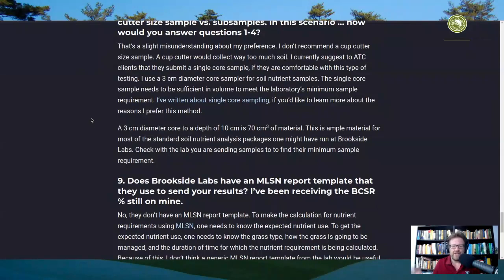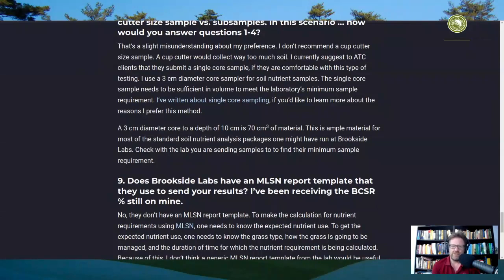And if you take a 3 centimeter diameter core to a depth of 10 centimeters, which is the recommended sampling depth according to me, then you get 70 cubic centimeters of material. That would be a little bit more than 1/4 of a cup. And that is plenty of material.